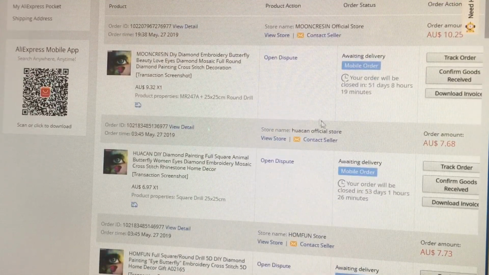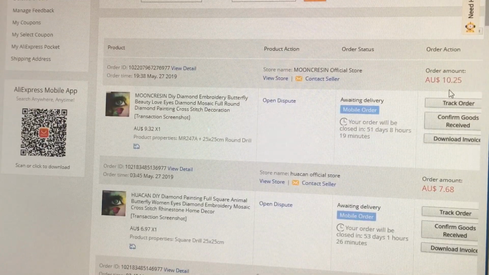And then you've got the Moon Crescent one, which will be slightly different because it's the round, so I'm not comparing exactly the same thing. The round one will be more about comparing round versus square. But it came in at $10.25 Australian, so it was the next most expensive compared to Evermoment.